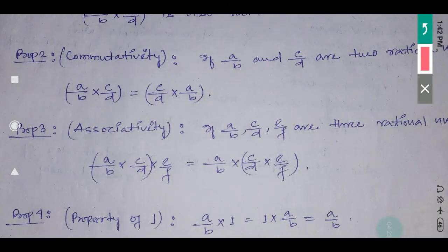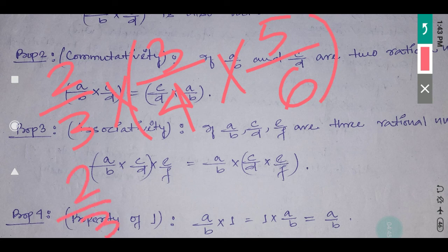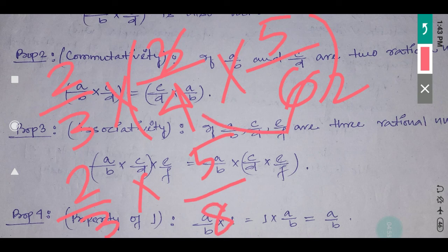So let's take three rational numbers: 2 by 3, 3 by 4, 5 by 7, 5 by 6. It should all be multiplication. Suppose here I have given it. First let me do the multiplication of this one. 3 into 2 is 6. I have done the cancellation. So into 5, 4 into 2 is 8.